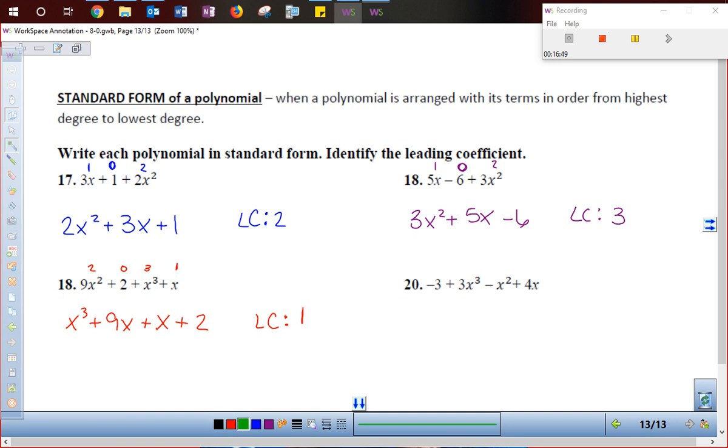Alright, what I'd like you to do is pause the video and do number 20 on your own. Alright, hopefully you went through and you saw that this has degrees of 0, 3, 2, and 1. And I can rearrange it as 3x to the third power minus x squared plus 4x minus 3. And my leading coefficient is 3.